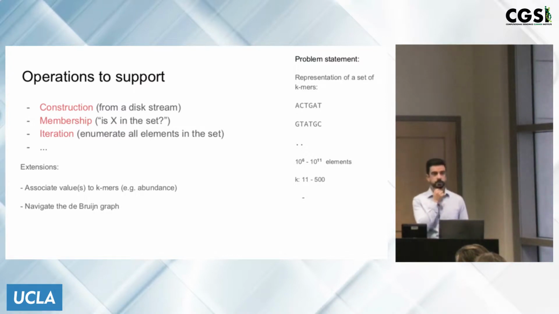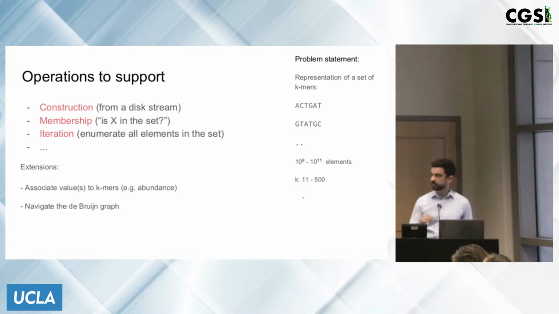All right, so in terms of operations to support, we'll talk much later about what a data structure is, but just to give you an intuition of what we want to do. We want, of course, to construct some k-mer data structure, typically from disk stream. So data is on the disk, you want to find an in-memory representation. And interesting operations on them are typically membership, to ask whether an element is in a set in the data structure, and iteration, so enumerate all the elements.